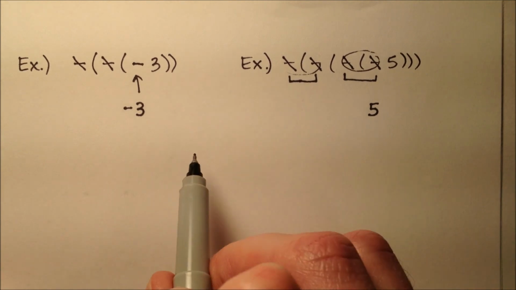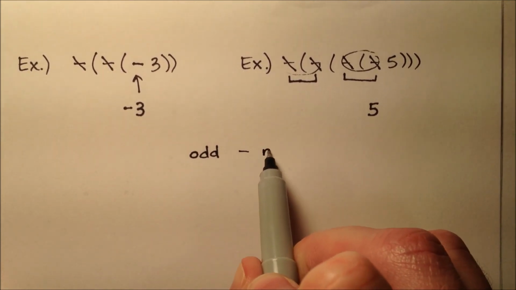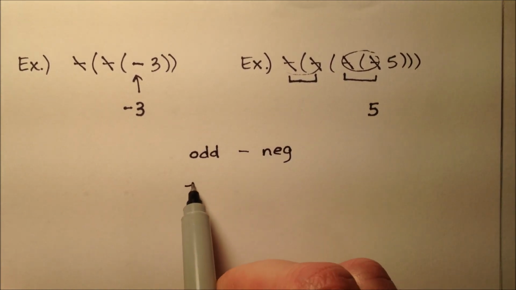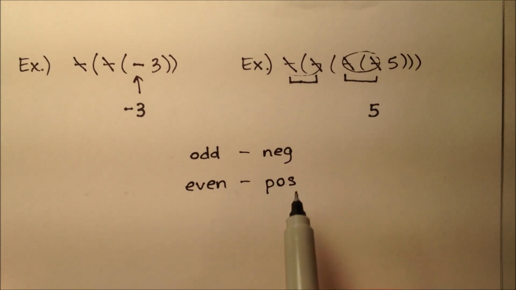So again, the rule is an odd number of negative signs leaves a number negative, while an even number of negative signs leaves our value positive.